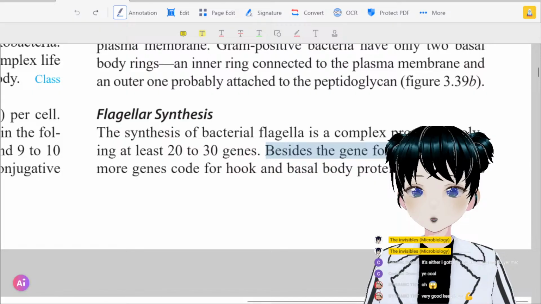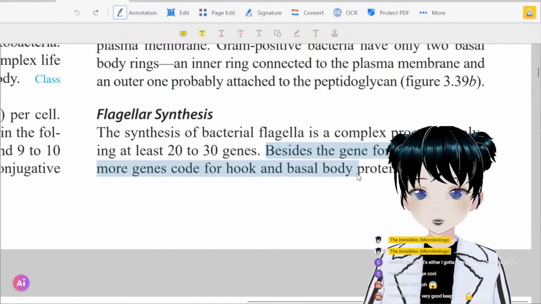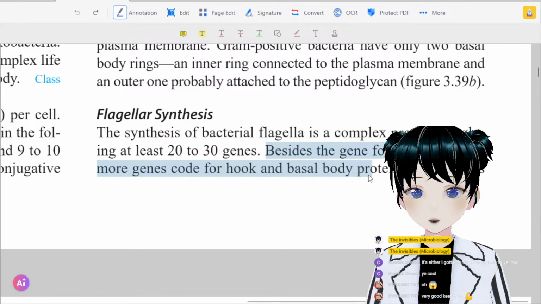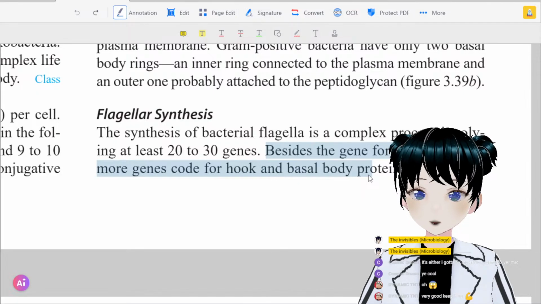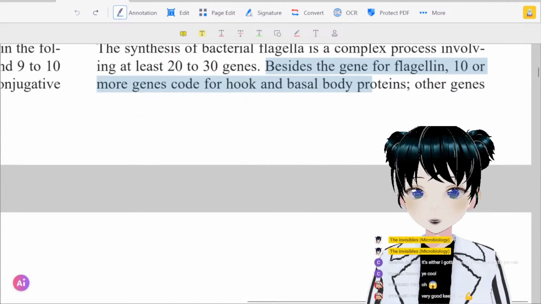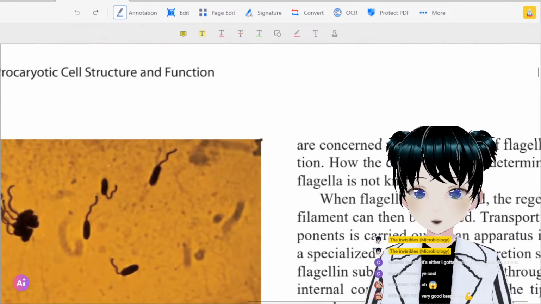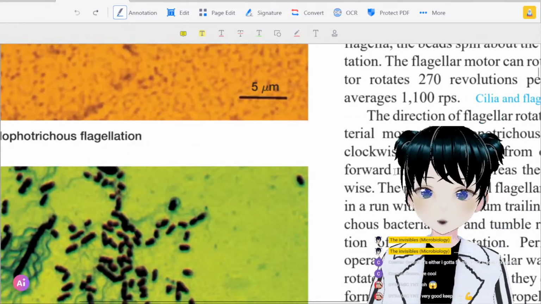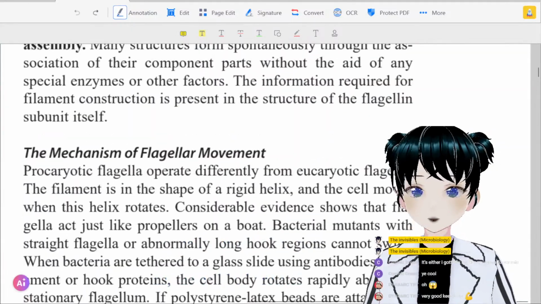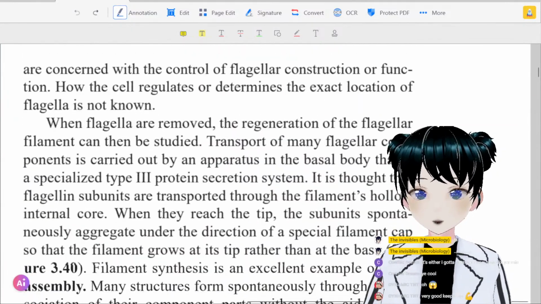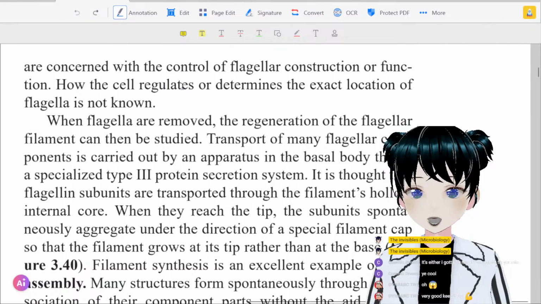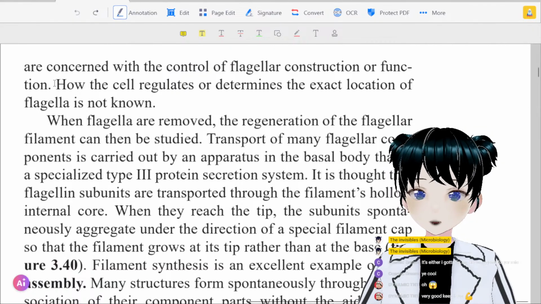Besides the gene for flagellin, 10 or more genes code for the hook and basal body proteins. Only 10 or more genes. Other genes are concerned with the control of flagellar construction or function. Yes, exactly. Like I said, the structure takes more genes than the function alone.